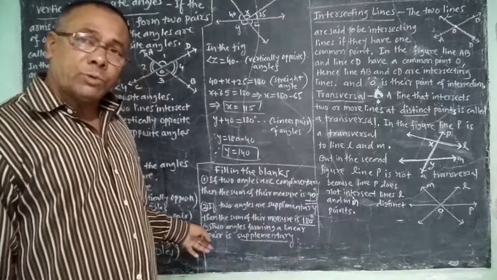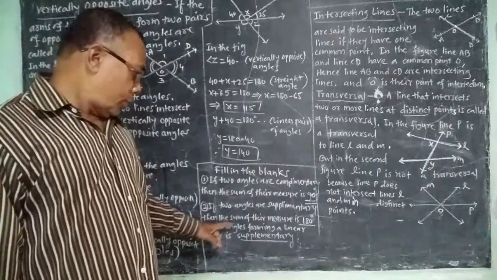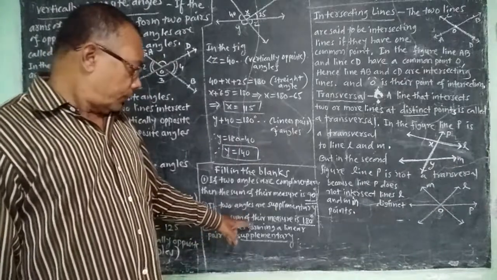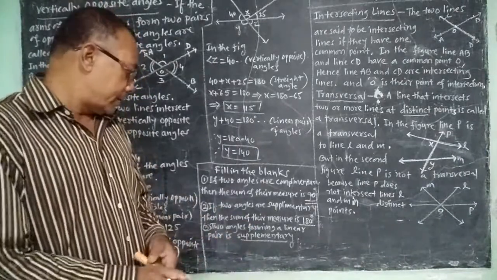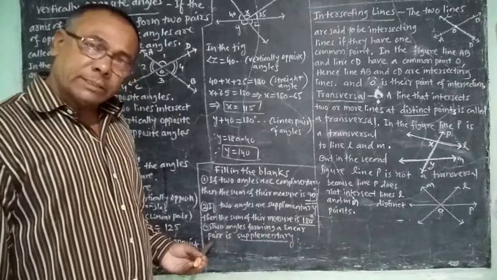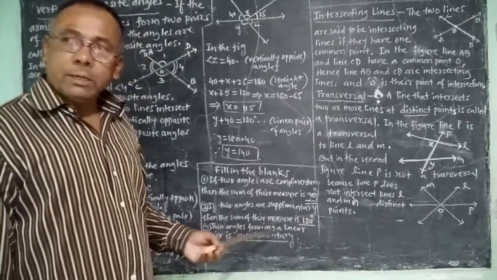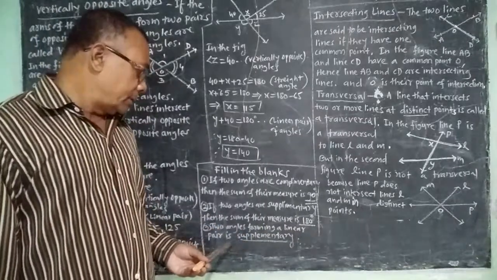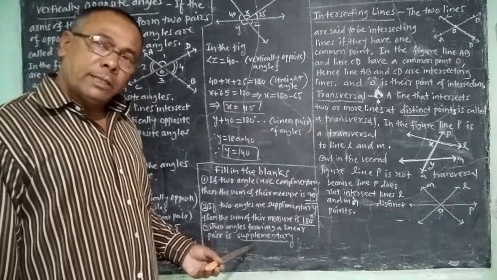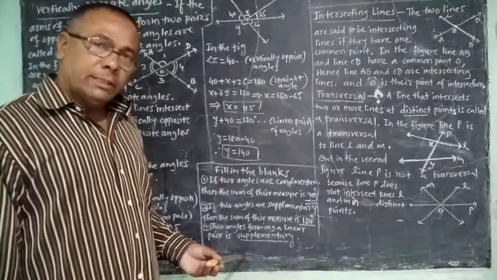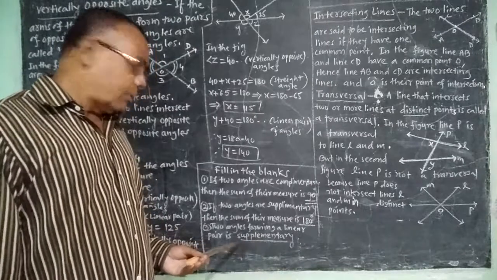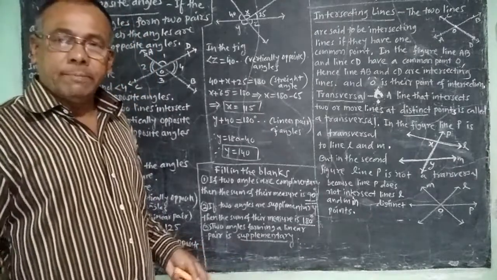Then the third question is that two angles forming a linear pair are dash dash. We know that if they are linear, then they must be supplementary. So our answer is supplementary.